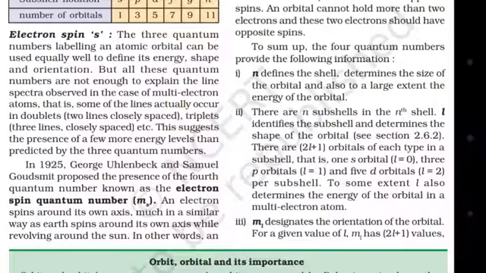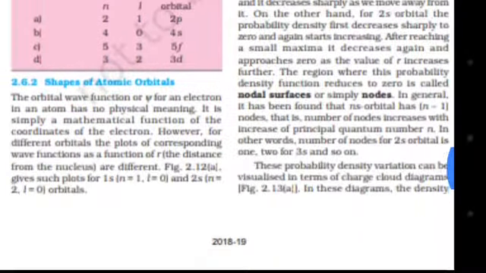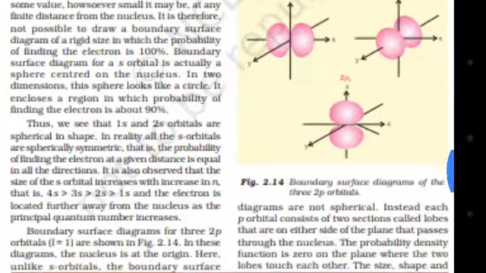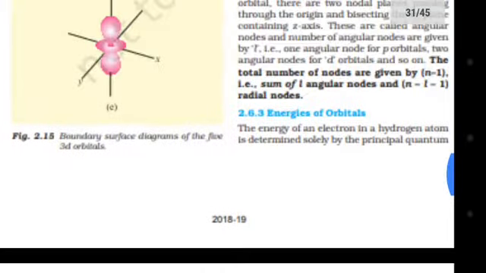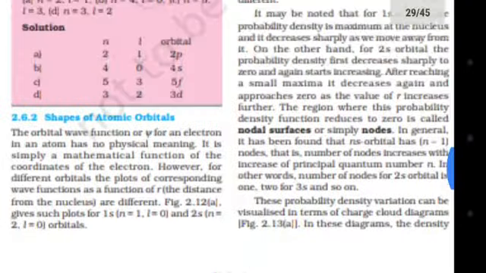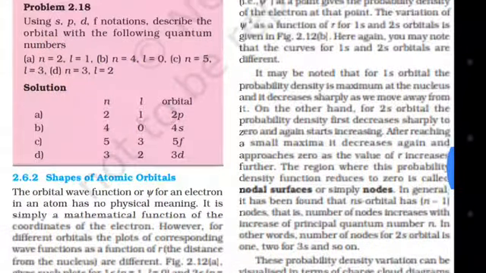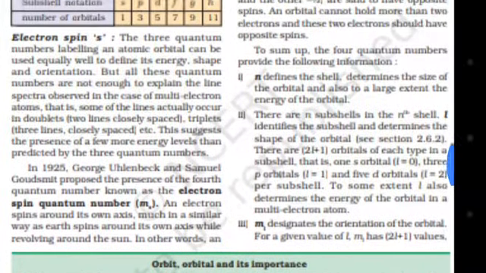l identifies the subshell and determines the shape of the orbital. See section 2.6.2. Where is section 2.6.2? Section 2.6.3 it is. Okay, where will we go here? 2.6.2. Okay, first let us complete this now.